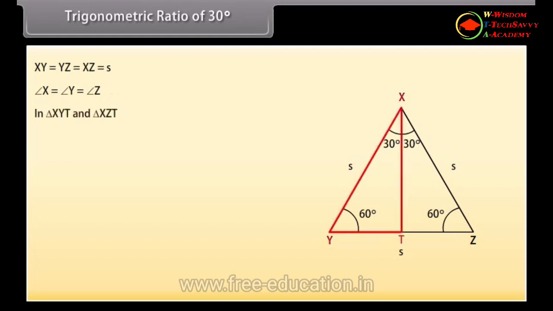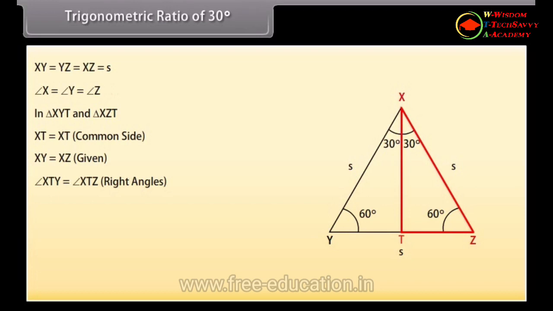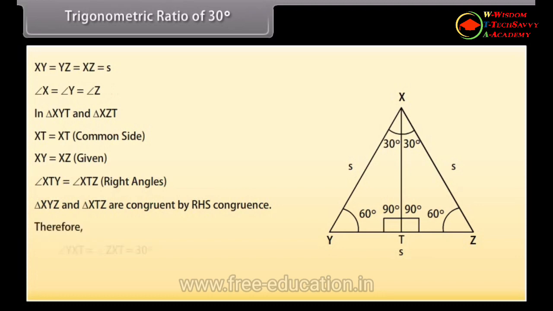In triangles XYT and XZT, XT is equal to XT, common side. XY is equal to XZ, given. Angle XTY is equal to angle XTZ, right angles. Therefore, triangles XYT and XZT are congruent by RHS congruence. Therefore, angle YXT is equal to angle ZXT, which is 30 degree. YT is equal to ZT, which is 1 upon 2s.